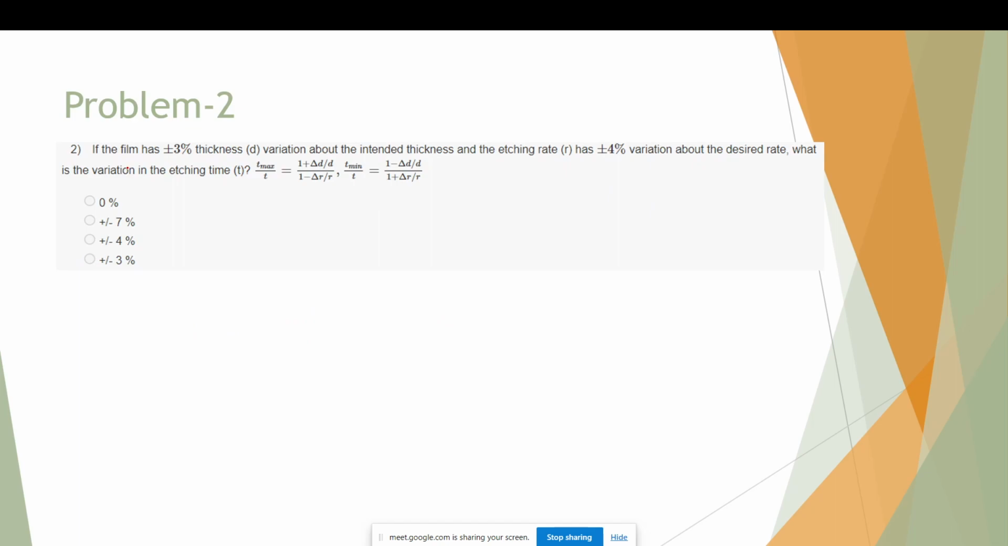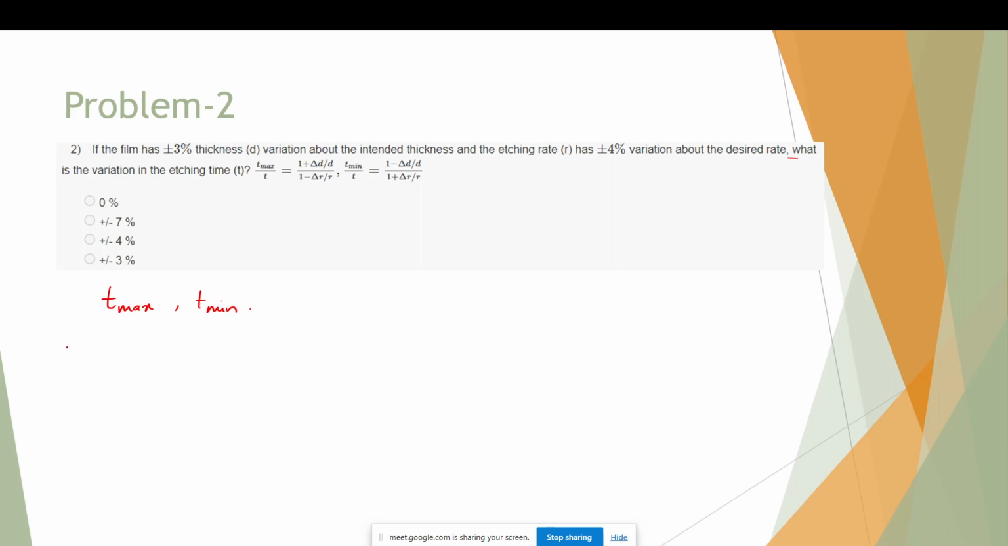If the film has a plus or minus 3% thickness variation about the intended thickness and the etching rate has plus or minus 4% variation about the desired rate, so there is a variation in the film thickness and there is a variation in the etch rate. What is the variation in the etching time? We basically have to find the maximum time that it takes to etch the film and the minimum time. When will it take maximum time? It will take maximum time for maximum thickness and for minimum etch rate.